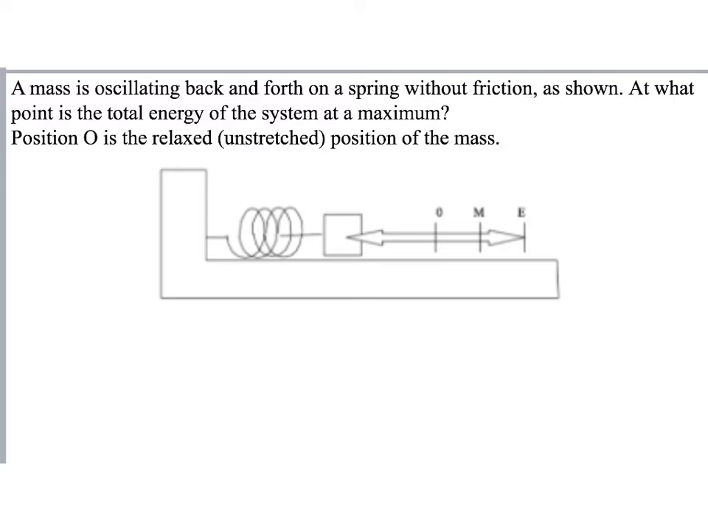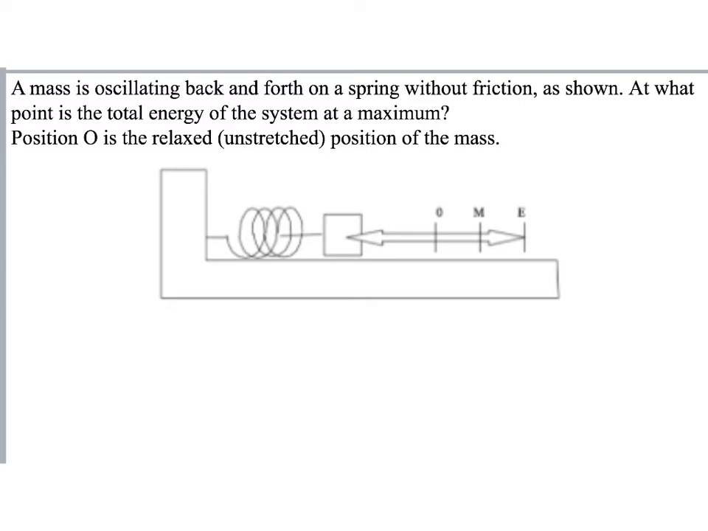Again, same situation. A mass is oscillating back and forth on a spring without friction as shown. At what point is the total energy of the system at a maximum? Position O is the relaxed, unstretched position of the mass. All right? Go ahead and pause the video.